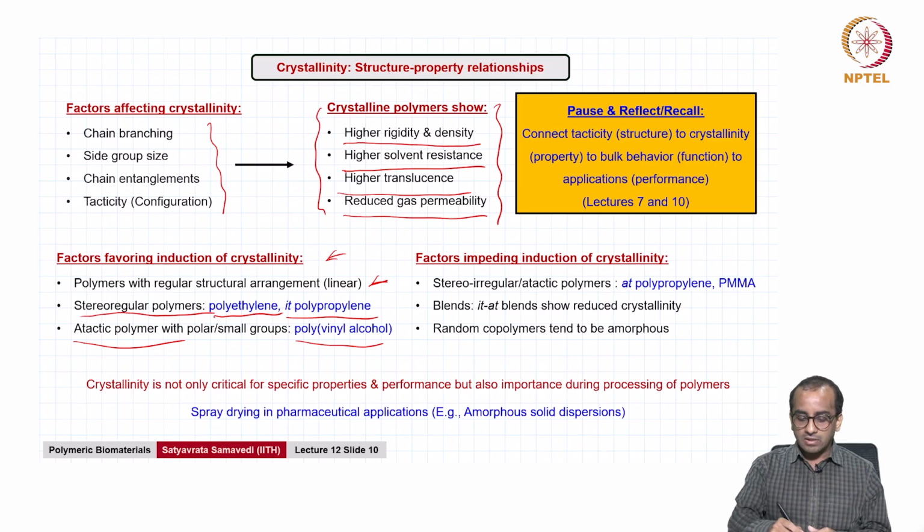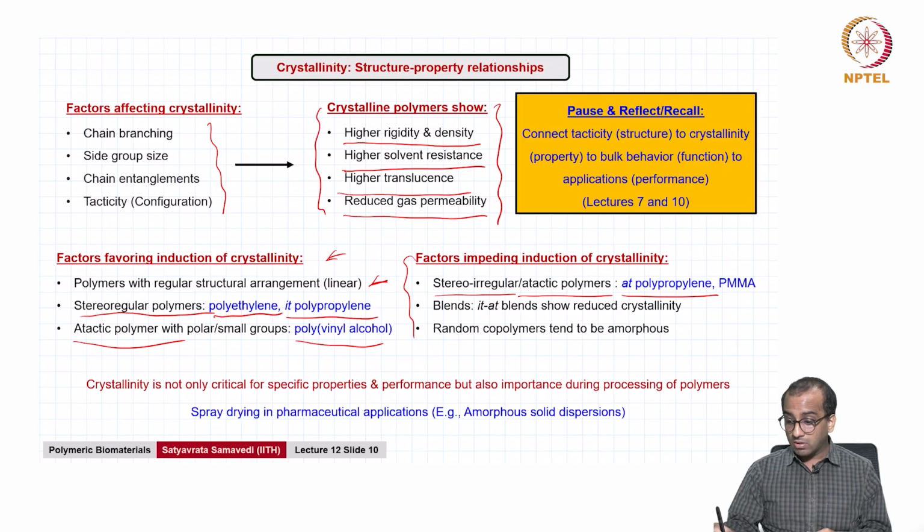In contrast, factors that impede induction of crystallinity include stereoirregular or atactic polymers with bulky side groups, for example atactic polypropylene or polymethyl methacrylate. I would leave it to you as an exercise to go back and check the structures of these things and convince yourselves that this is indeed true.